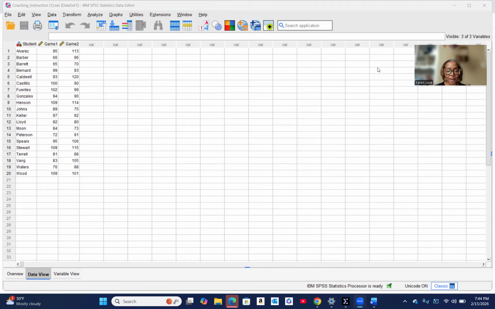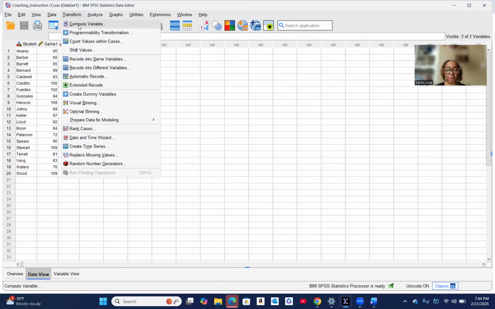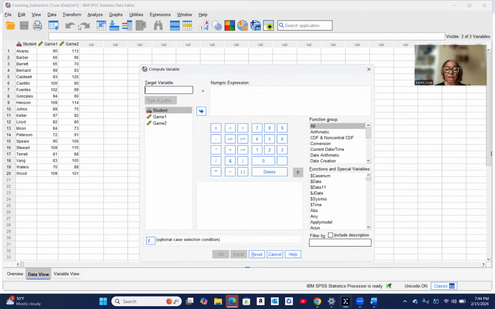So after downloading my SPSS data, I'm going to Transform, Compute Variable. My target is going to be DIFF, which is the difference. And then for my numeric expression, I'm going to submit game two minus game one, and I'm going to click OK.